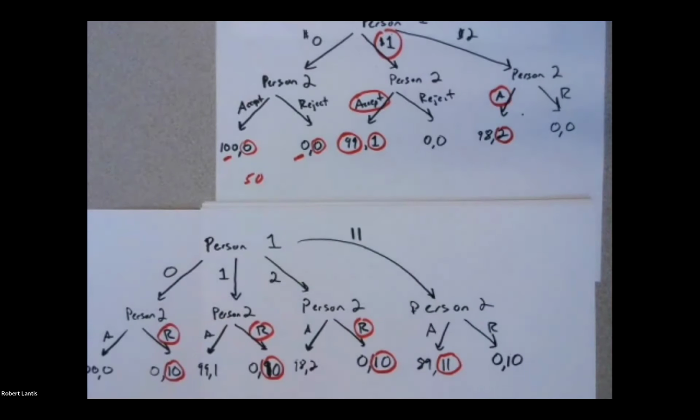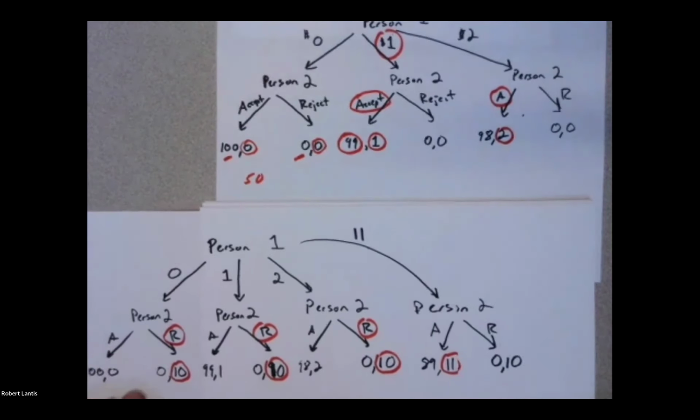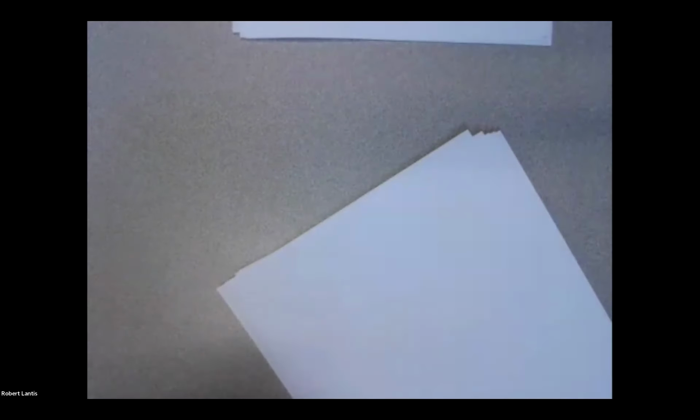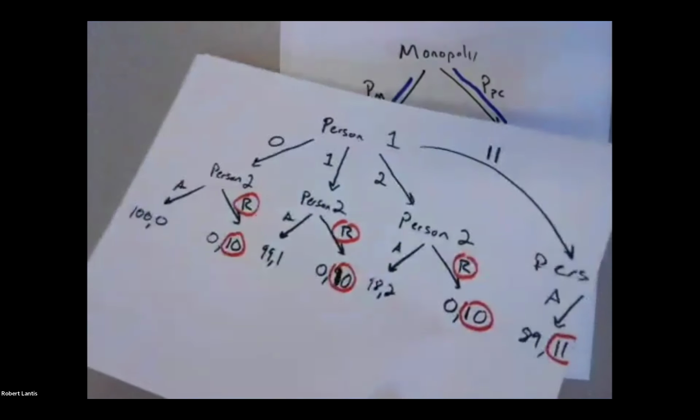Okay. So that's how we would solve these extensive form models. Hopefully we can see how they might apply not only to markets, but also to individual decision making. Okay. All right.